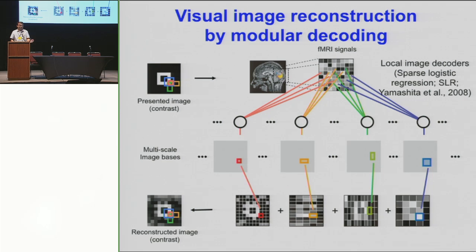The presented image was a 10 by 10 binary image. Here we assumed that a single image consists of image bases, multi-scale image bases. And we trained many local image decoders which predicted the mean contrast within the local image basis region. And then that's combined to create a single image.